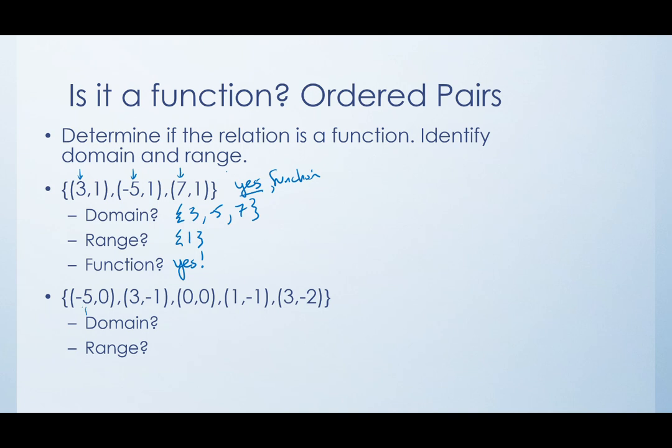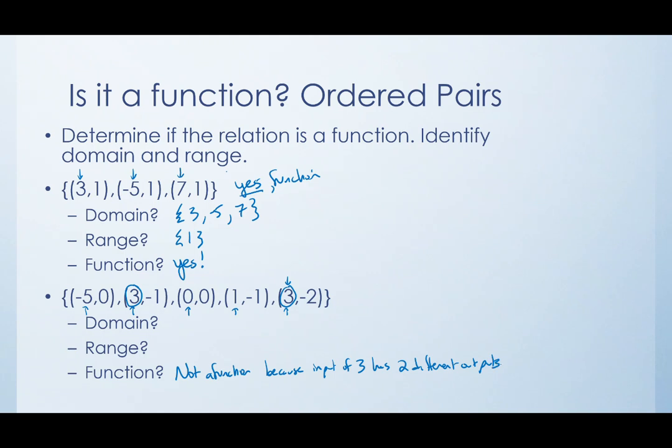If I have a -5 input, I'm going to get out 0. If I have a 3 input, I'm going to get out -1. If I have a 0, I'm going to get out 0. If I have a 1, I'm going to get out -1. If I have a 3, we say, wait a second. This is the second time 3's come around, and they have 2 different outputs. So this one is not a function because the input of 3 has 2 different outputs.